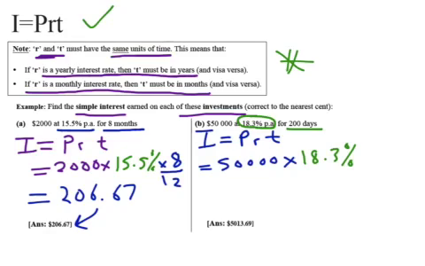But the time is in days, so we have to convert days to years. Now, to convert days to years, you divide by 365. So we're going to write this as 200, because there's 365 days in a year, over 365. Okay? Put that into your calculator. 50,000 times 18.3% times 200 over 365.